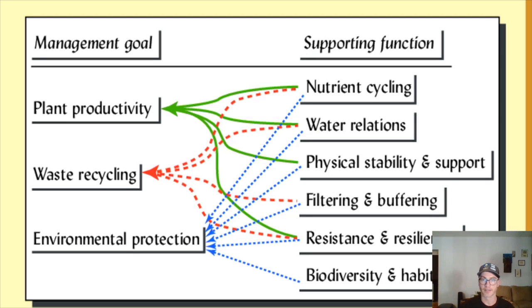So here's a slightly different list, but I do like this one. I'll bring it up because I like how it ties those functions back to our goals when it comes to farming, right? There's plant productivity, getting that yield, but also waste recycling, making sure that the system continues, and environmental protection, making sure that the water and the soil and the air that we actually depend on for our farming systems aren't becoming degraded.